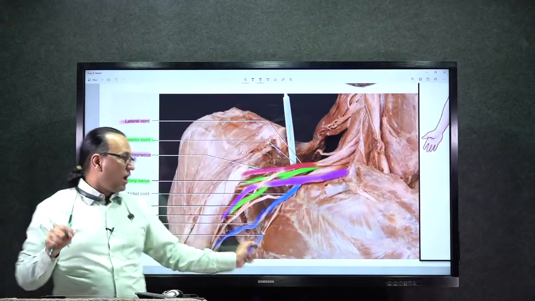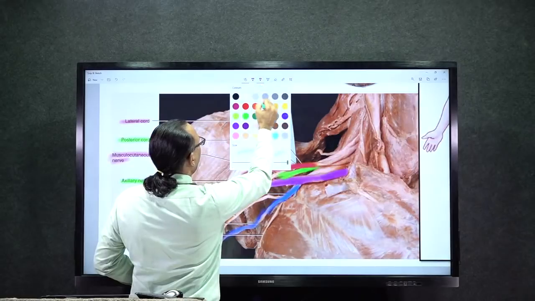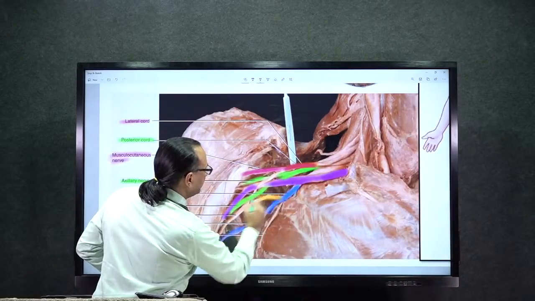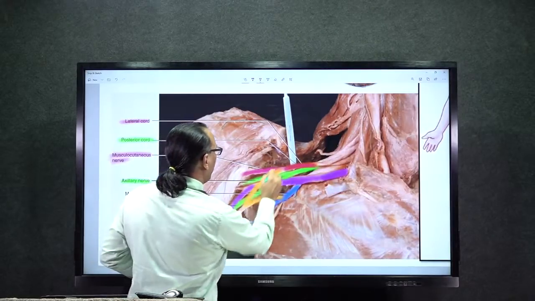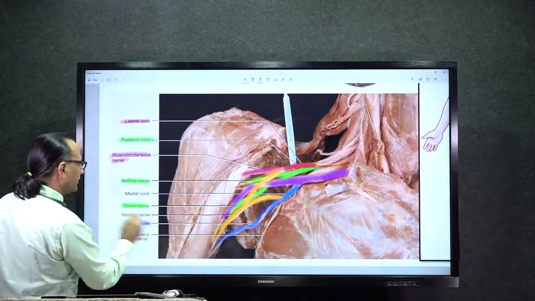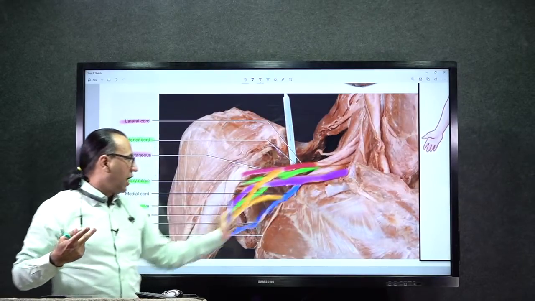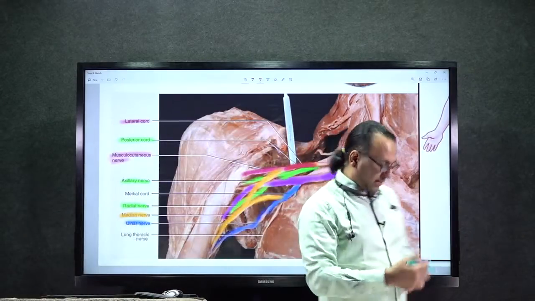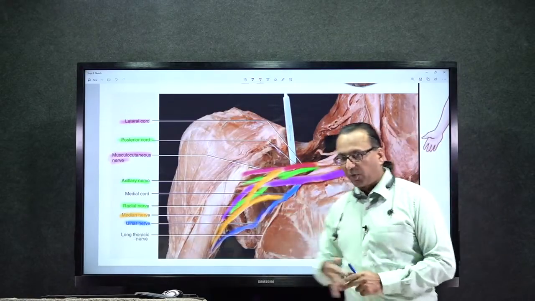What about the median nerve? How do you form the median nerve? The median nerve is actually formed by contribution from two cords of the brachial plexus. The medial cord gives a contribution, the lateral cord gives a contribution, and together they form the median nerve. So here is the median nerve. The median nerve will be lying anterior to this artery, which is the axillary artery. Now maybe this becomes quite complicated for you, but the orientation should be remembered.